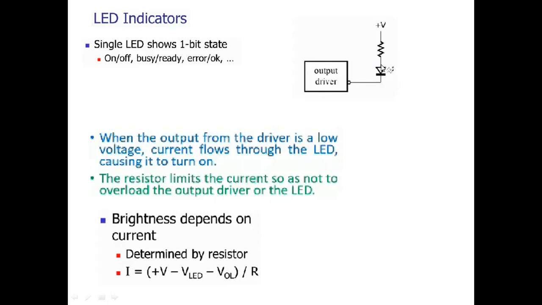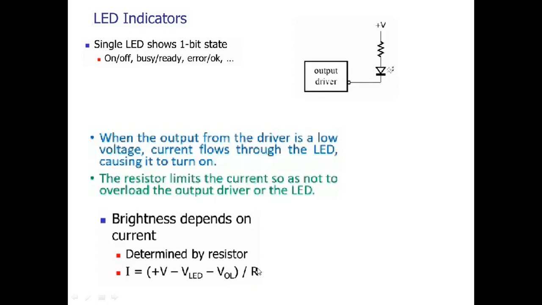And as you can see here, this anode potential is greater than the cathode potential. Hence, you can say that this LED is in the forward bias condition. Hence, we can expect the flow of current. We also have an equation here. The equation for current is I is equal to plus V minus V_LED minus V_OL, divided by R, where plus V is the plus VCC applied here. And this V_LED is the voltage drop across the LED, and V_OL is the output side voltage.